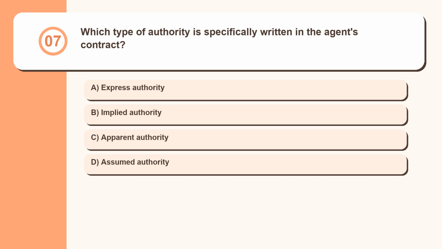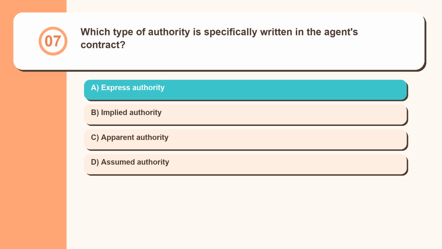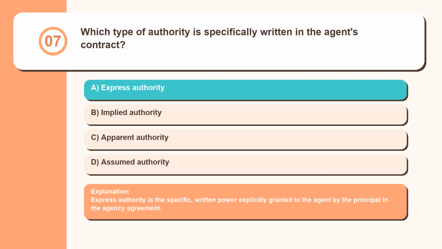Question 7. Which type of authority is specifically written in the agent's contract? Express authority, implied authority, apparent authority, assumed authority. Express authority is the specific, written power explicitly granted to the agent by the principal in the agency agreement.